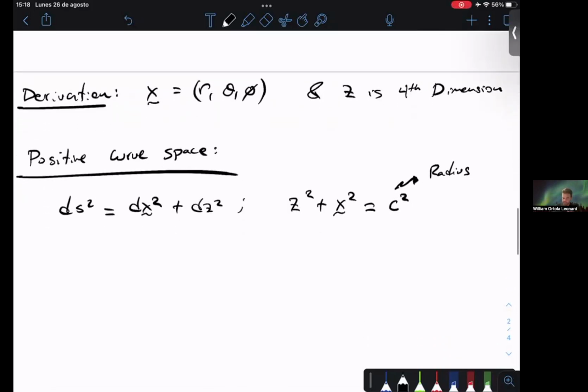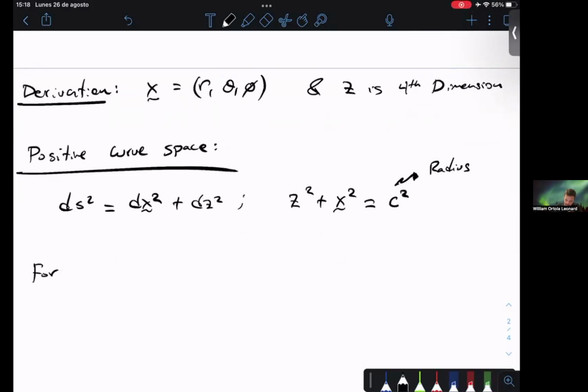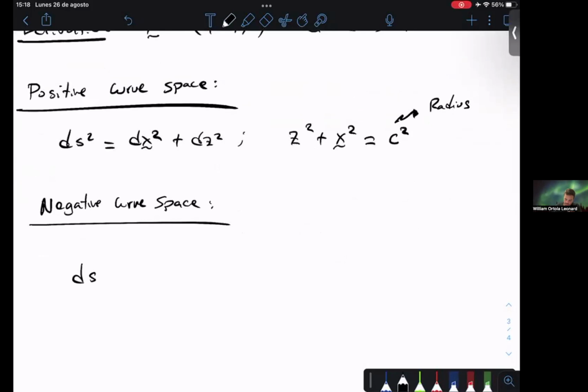Now, for a negative curved space, the metric is going to be given by ds squared equals dx squared minus dc squared. And the relationship is going to be given by c squared minus x squared equals capital C squared, okay, where C again is the radius.